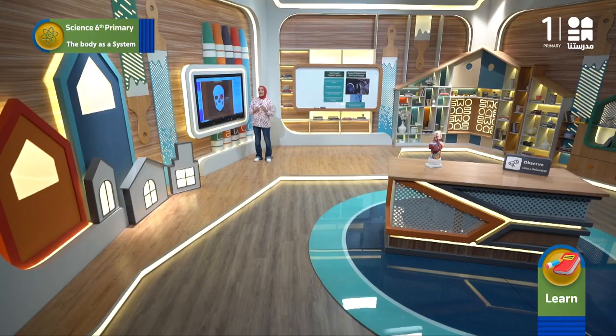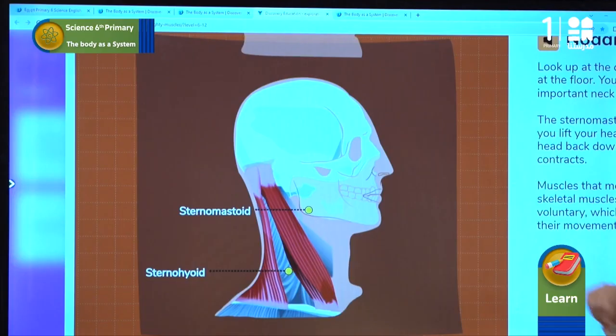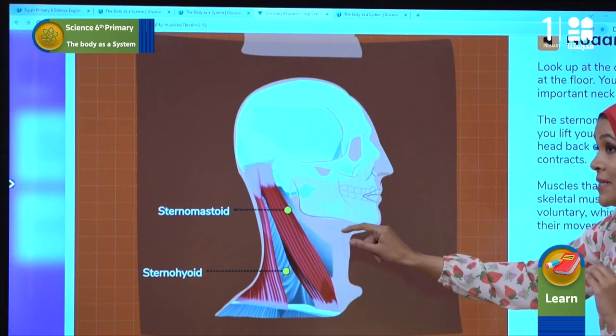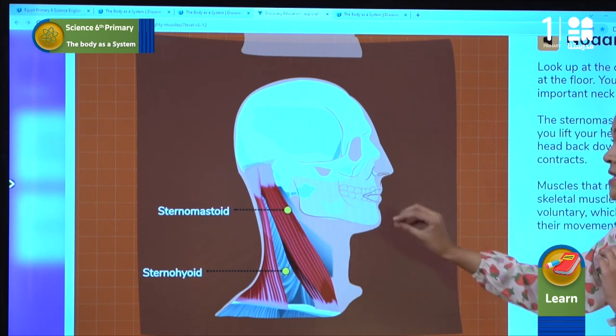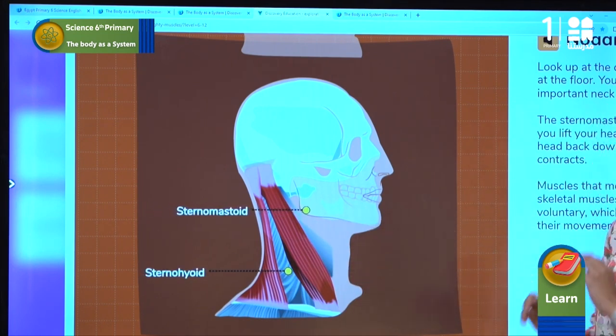Now let's see what happens in the neck muscle. While raising the head up, the muscle contracts. And when we move our neck down, the muscle here contracts. That's why it's a voluntary muscle, because we control its movement. As for the movement of the palm, rotation up and down, let's see.